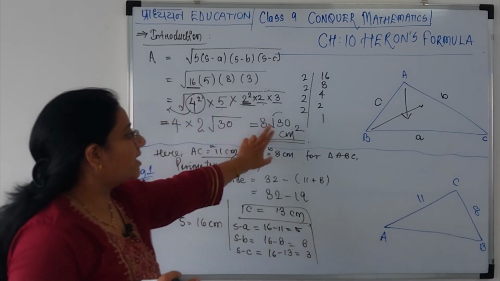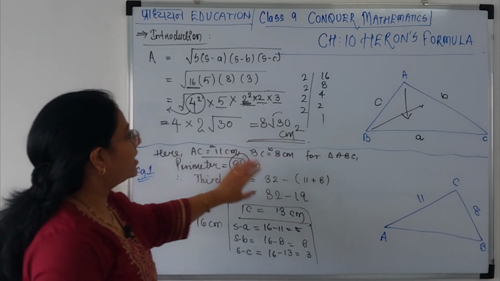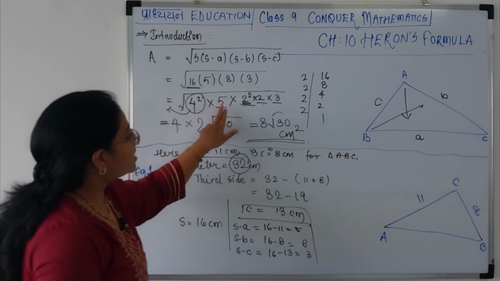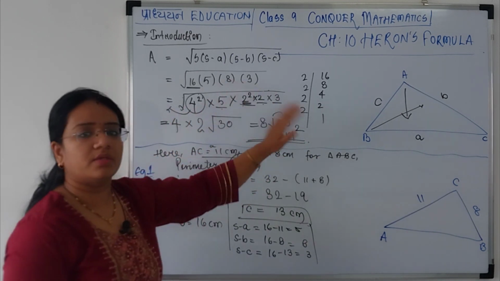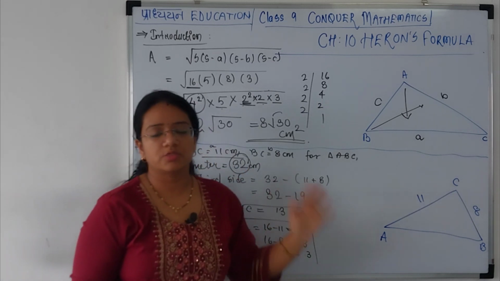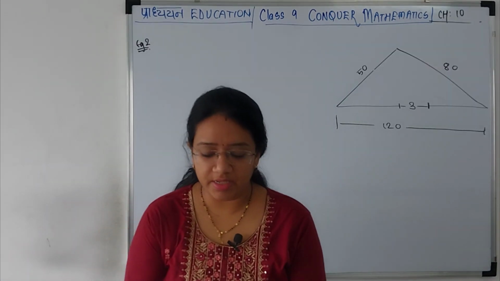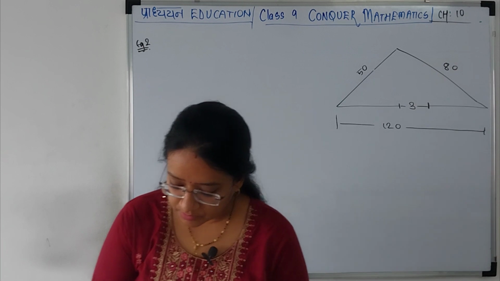I know the answers will come out in roots like this, because it is not necessary that all the time you get perfect numbers outside the square. Clear? Now let's read and understand example number 2.